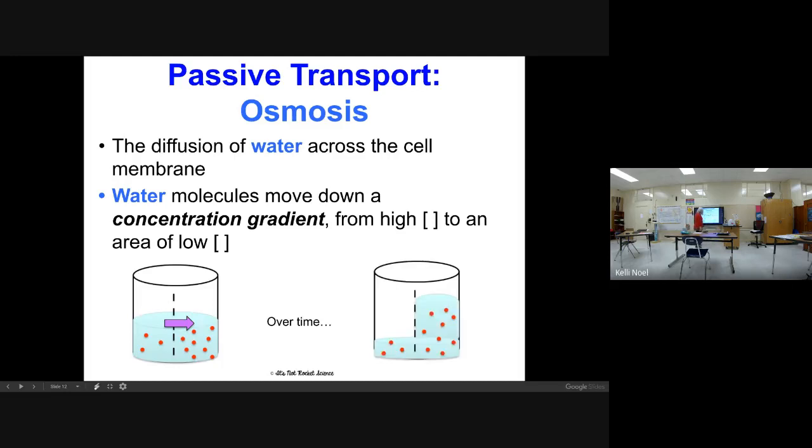So over time, notice the water level changes. The little dots in there don't change, but the water changes.